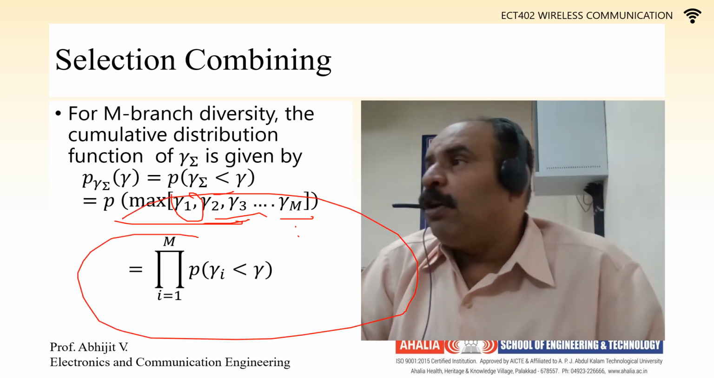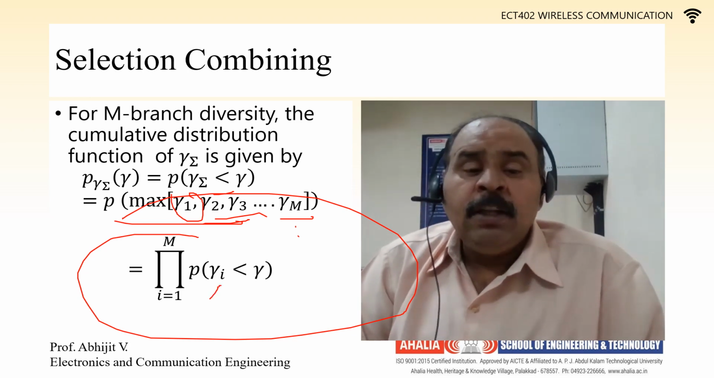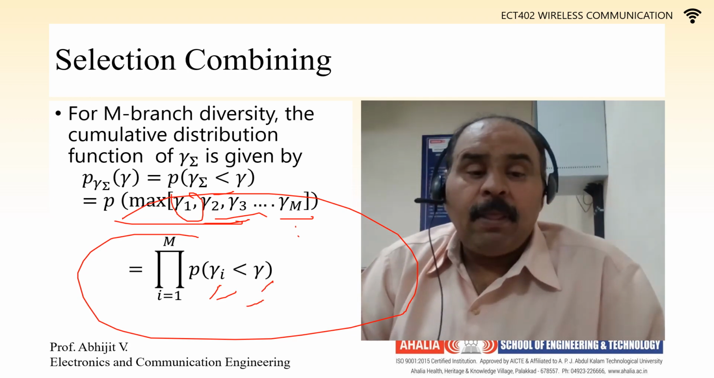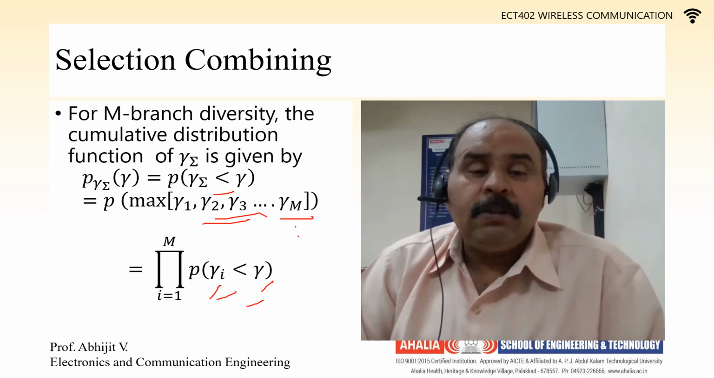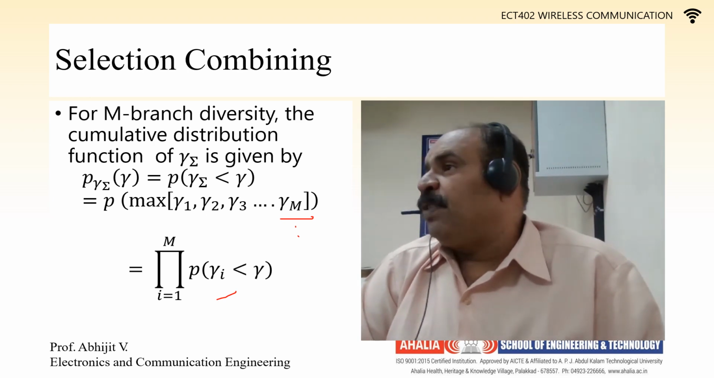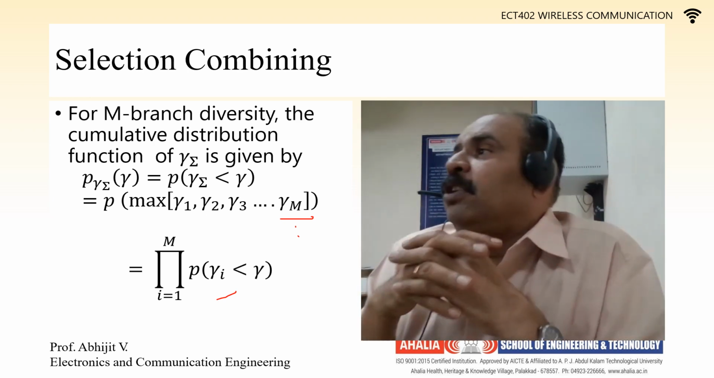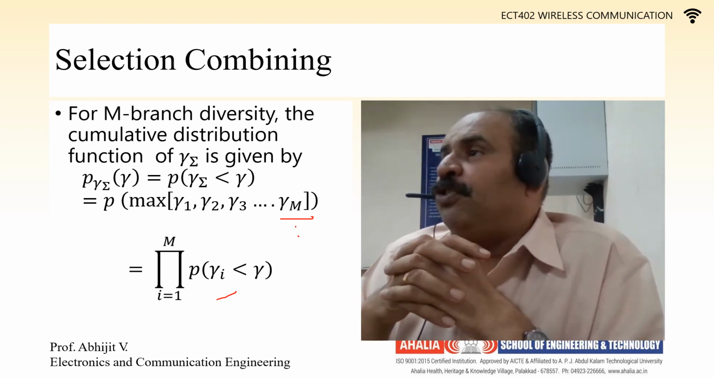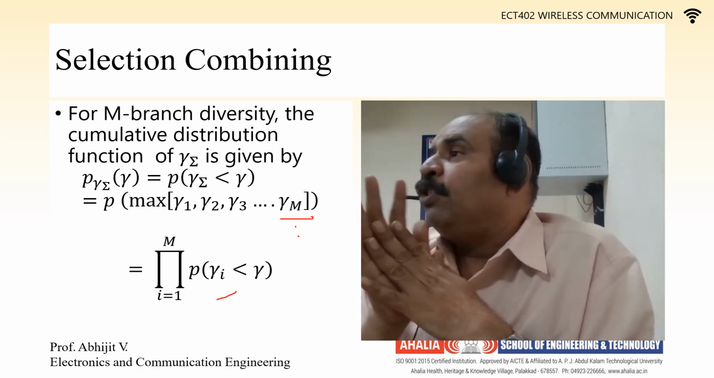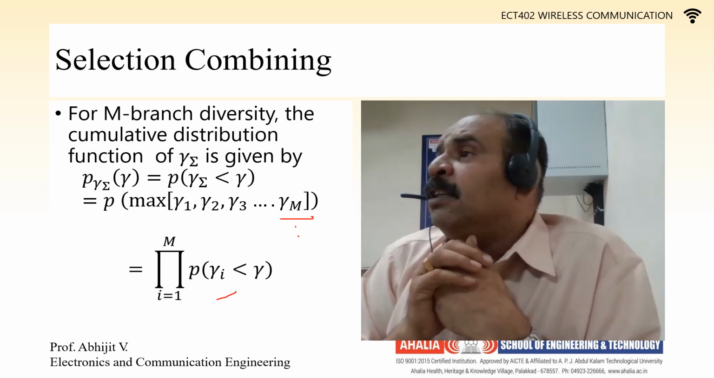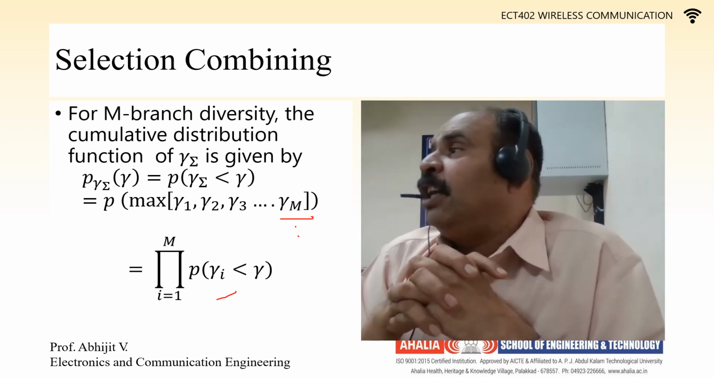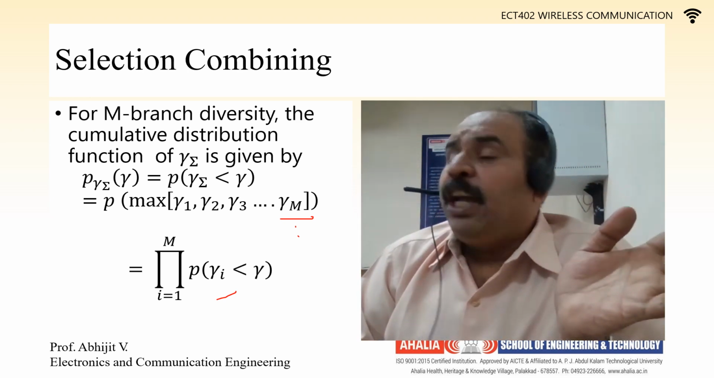That is nothing but the product of all probabilities where gamma i is less than gamma. We have M different branches, so we will have M different signal to noise ratios, one for each branch. So let us consider the ith branch where we are getting the signal to noise ratio which is less than the total of all the signal to noise ratios for all the M branches.